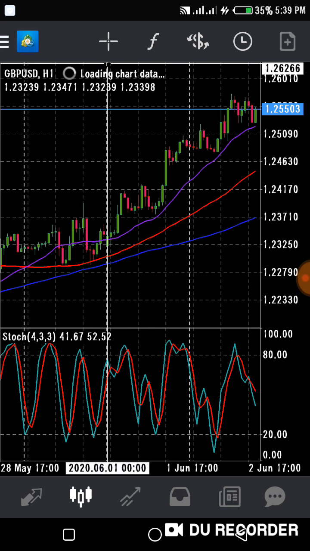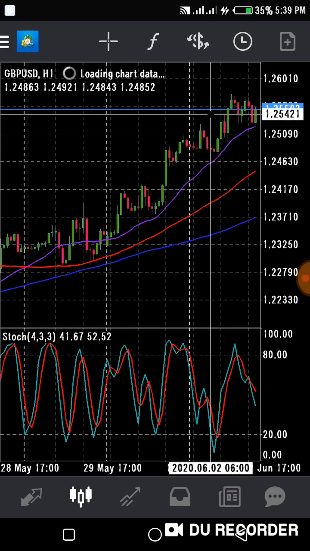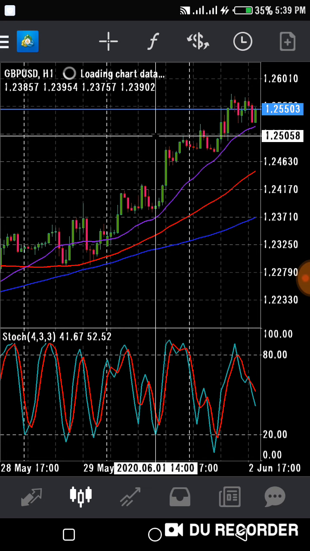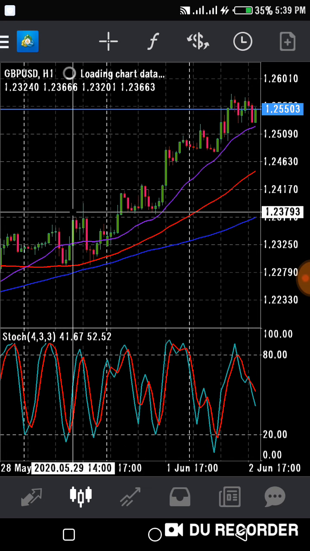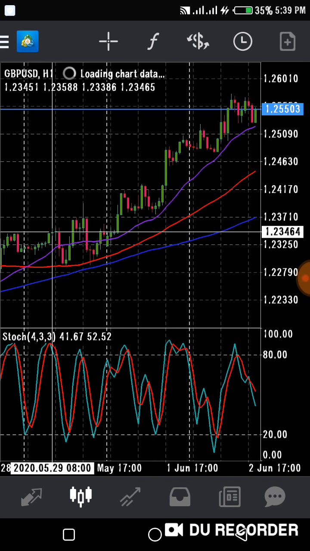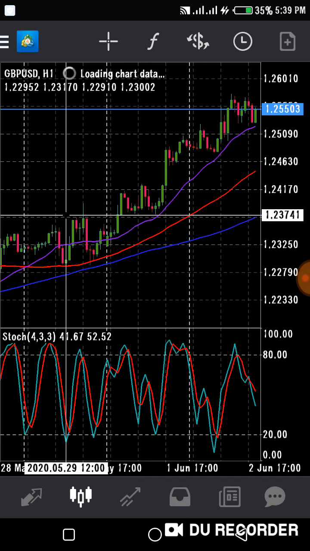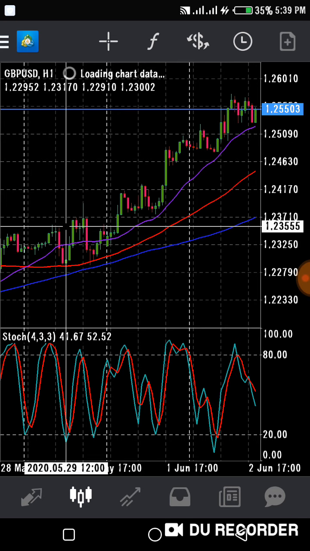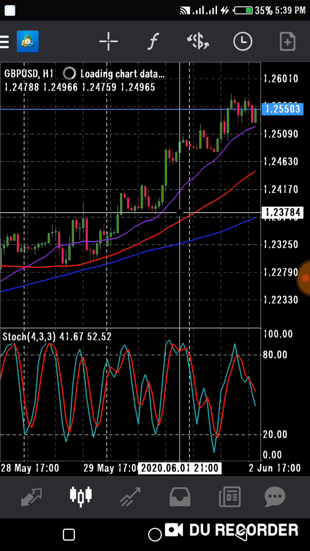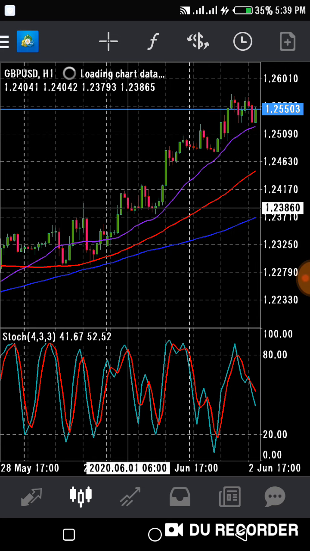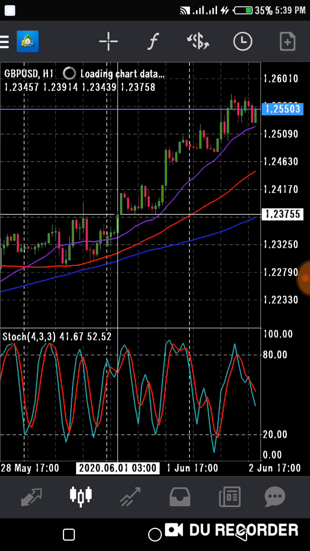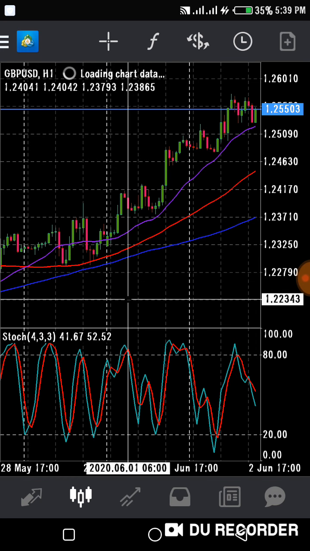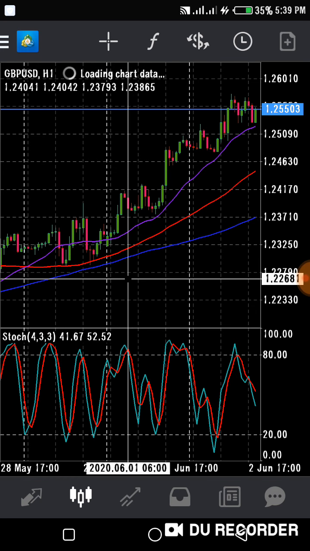Like this is today's trade, this is yesterday's trade, this is the day before yesterday's trade, three days ago, I think, on Friday's trade. This is Monday, this is Tuesday. So yesterday, Monday, we're looking for a buy setup, of course.